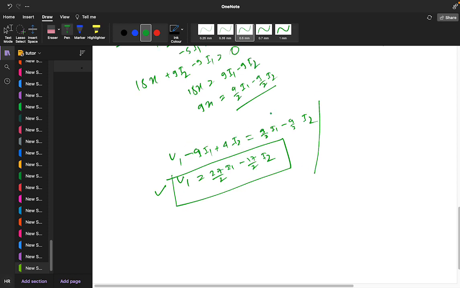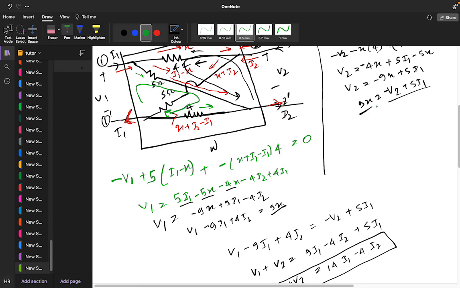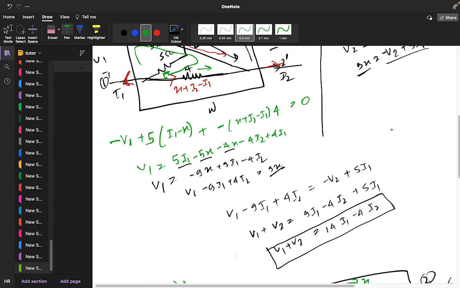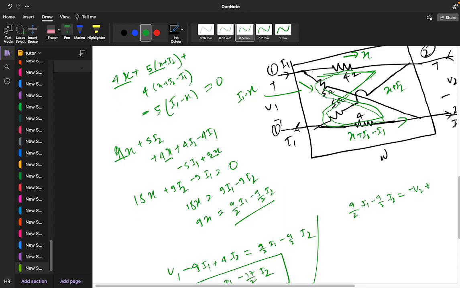And the same thing you have to do with a different equation. This 9x is equal to minus V2 plus 5 I1. So equate the same thing, 9 by 2 I1 minus 9 by 2 I2, with the different equation, that is minus V2 plus 5 I1. If you solve this, what will you get? V2 is equal to 5 I1 plus 9 by 2.